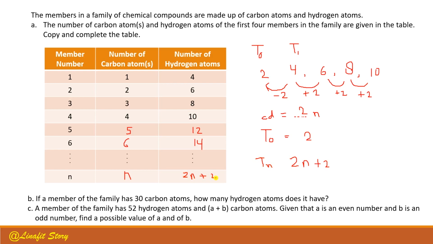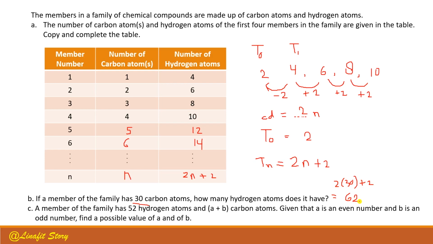Question B. If a member of the family has 30 carbon atoms, how many hydrogen atoms does it have? So, Tn is equal to 2n plus 2. So, 2 times 30 plus 2 is equal to 62. So the member of the family has 62 hydrogen atoms.